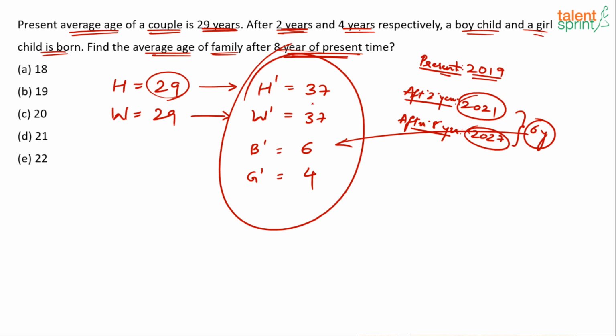37 and 37 is 74. 74 and 10 is 84. 84 upon 4, 84 by 4, 21 years. Option D will be the answer. I think explanation is taking so much of time. You do it yourself. It's going to be a cakewalk, right?